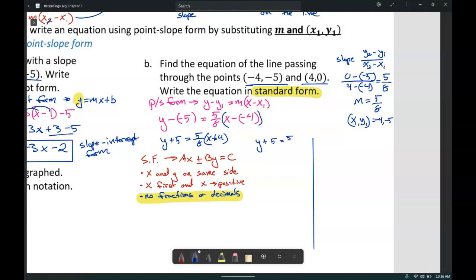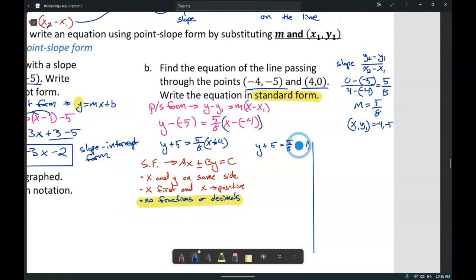Actually, let's get rid of the fractions second. Instead, what we'll do, if I can actually get this to write correctly, y + 5 = 5/8 x + 4. What we're going to do is go ahead and distribute our 5/8: 5/8 x plus 5 over 2. So we distribute that.